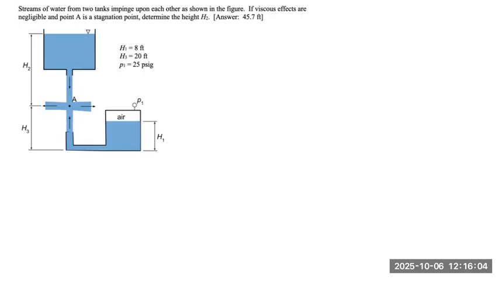So, this is a Bernoulli principle problem. And basically, are all of these met? Yes, it is steady flow. There is no friction because viscous effects are negligible, and it flows along a streamline, aka streams, and it is incompressible flow because it's water.